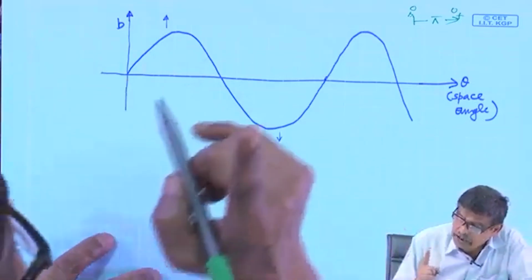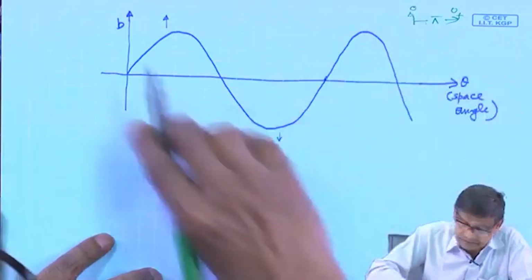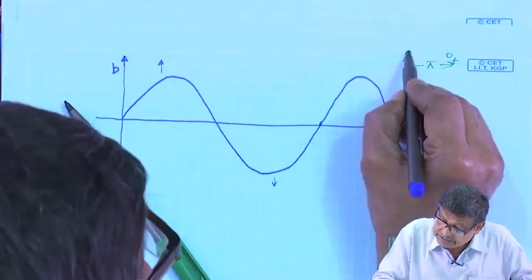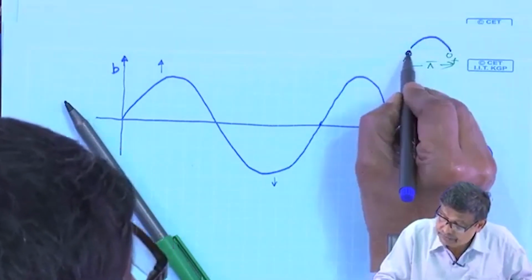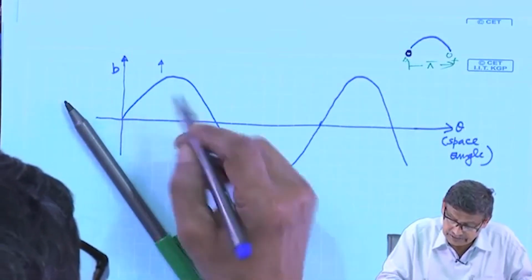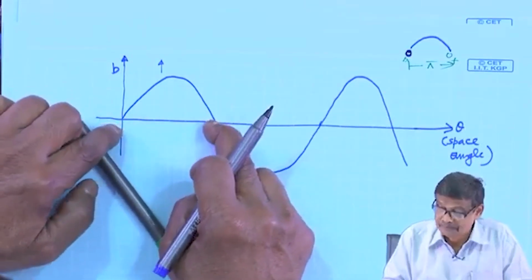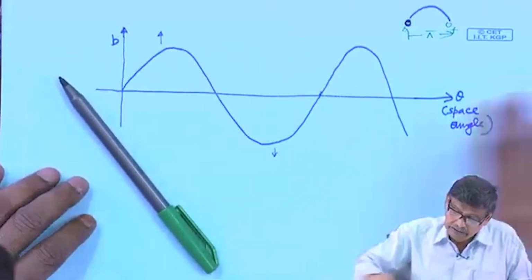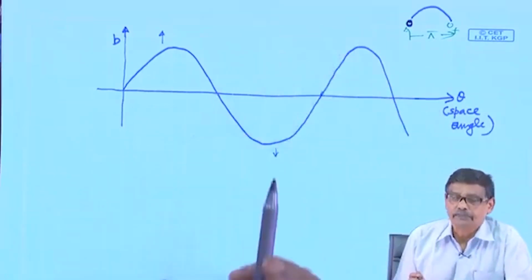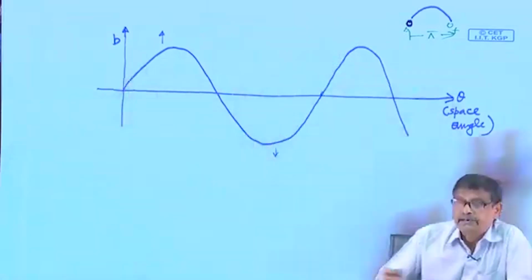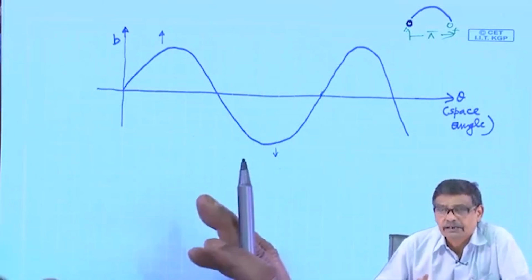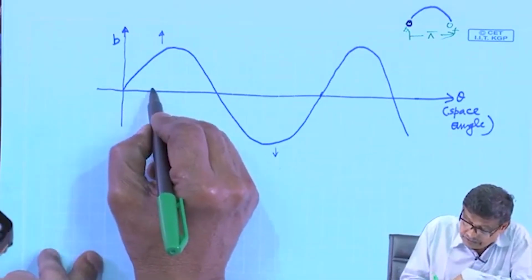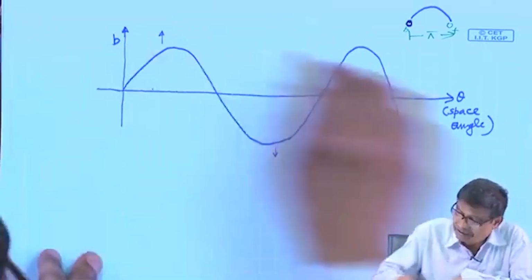So, I will start counting my time when the start of this coil was at 0 of this B, that is, when this coil was here. It is moving. Let us start counting time from there, and let the relative speed in radians per second of the rotor be omega.